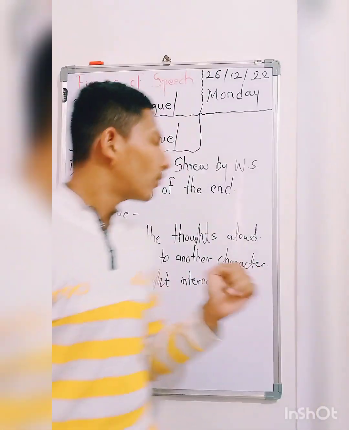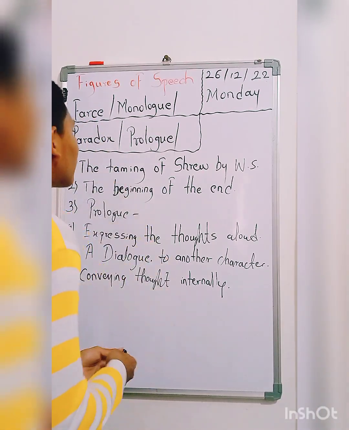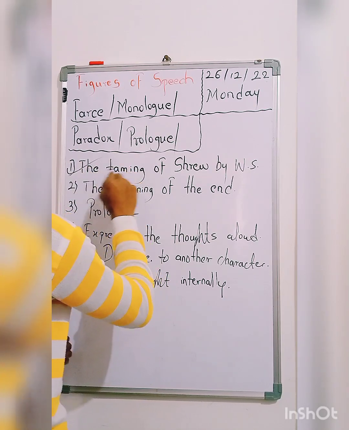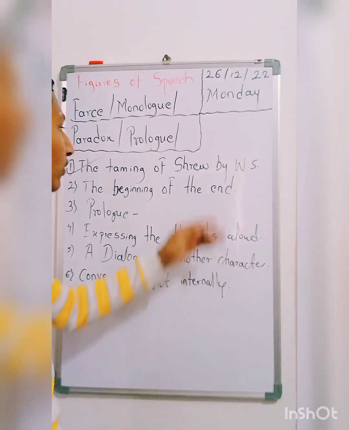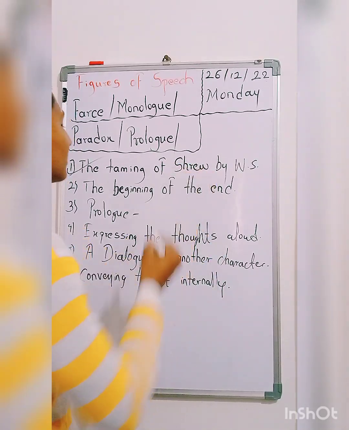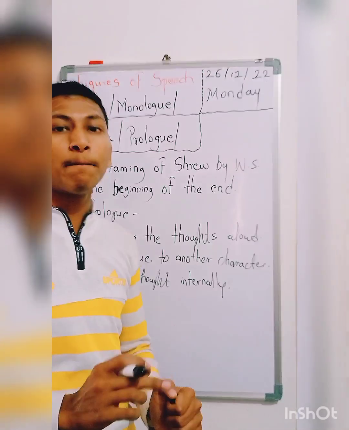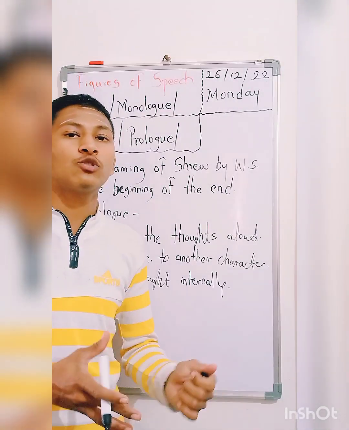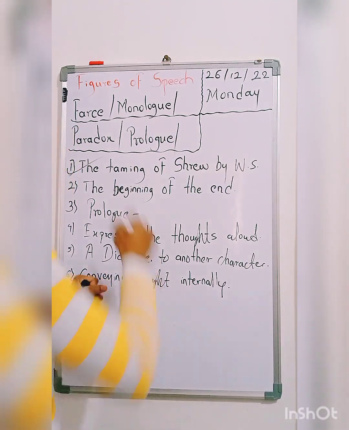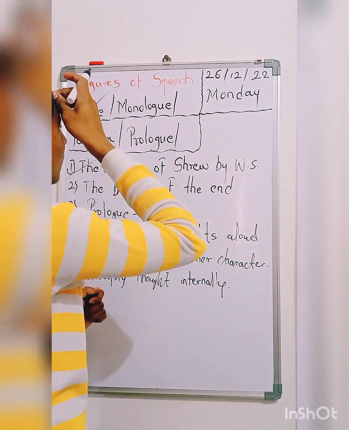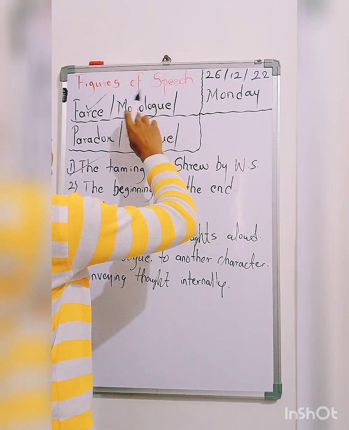So here we have discussed the definition of farce, and the example related to it is The Taming of the Shrew by William Shakespeare. You can read it, and you can Google it as an example of farce, and you will find many instances of farce comedy. Now I will move further to the next figure of speech, called monologue.